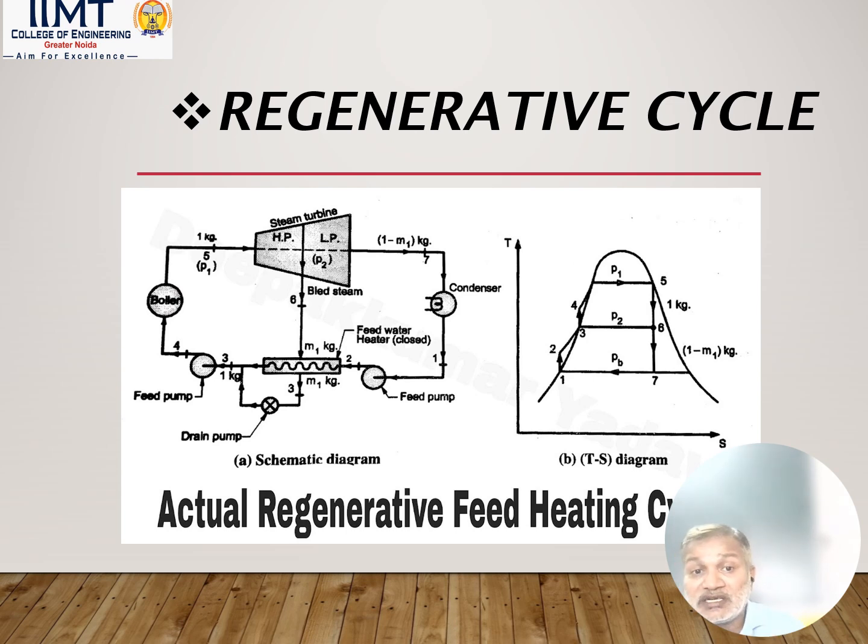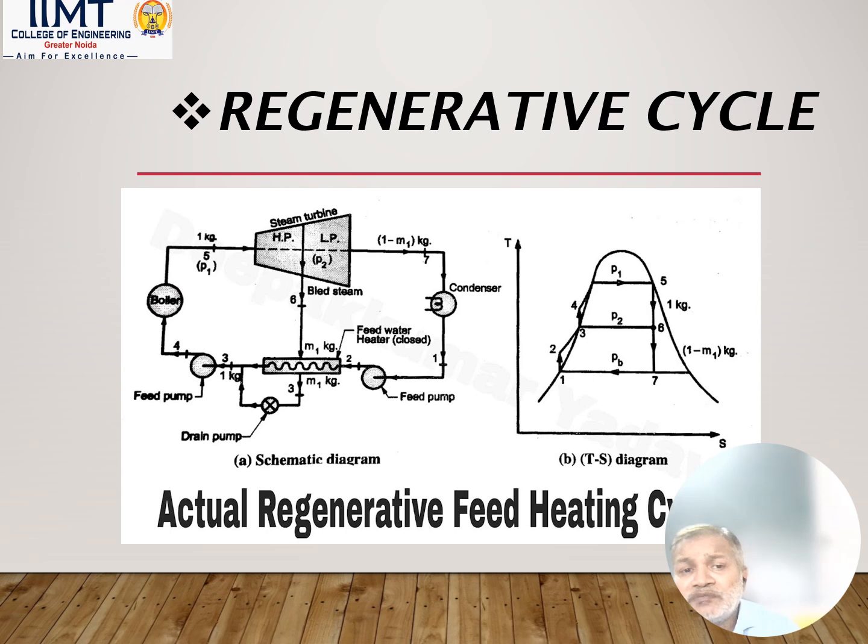Now this steam enters the condenser. 1 minus m1 kg at state 7 enters the condenser where it is condensed. And after condensation, the saturated liquid at state 1 is pumped to the pressure P2 in the heater. So we supply this liquid, 1 minus m1 kg, into the heater, and m1 kg steam is bled. So here in the heater, what will happen? This 1 minus m1 kg is heated and m1 kg steam is condensed.